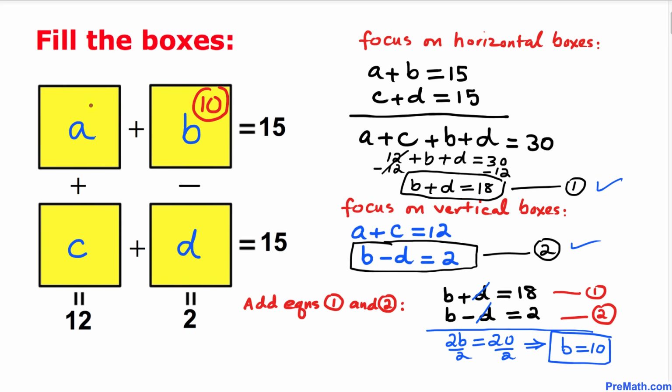So that means this A value has got to be 5, isn't it? 5 plus 10 equals 15. And now let's focus on this box A once again, which is 5. So C has got to be 7, because 7 plus 5 is going to give us 12. And finally, we know C equal to 7, so D has got to be 8. If we add them, we are going to get 15. So thus our answer turns out to be 5, 10, 7, and 8.